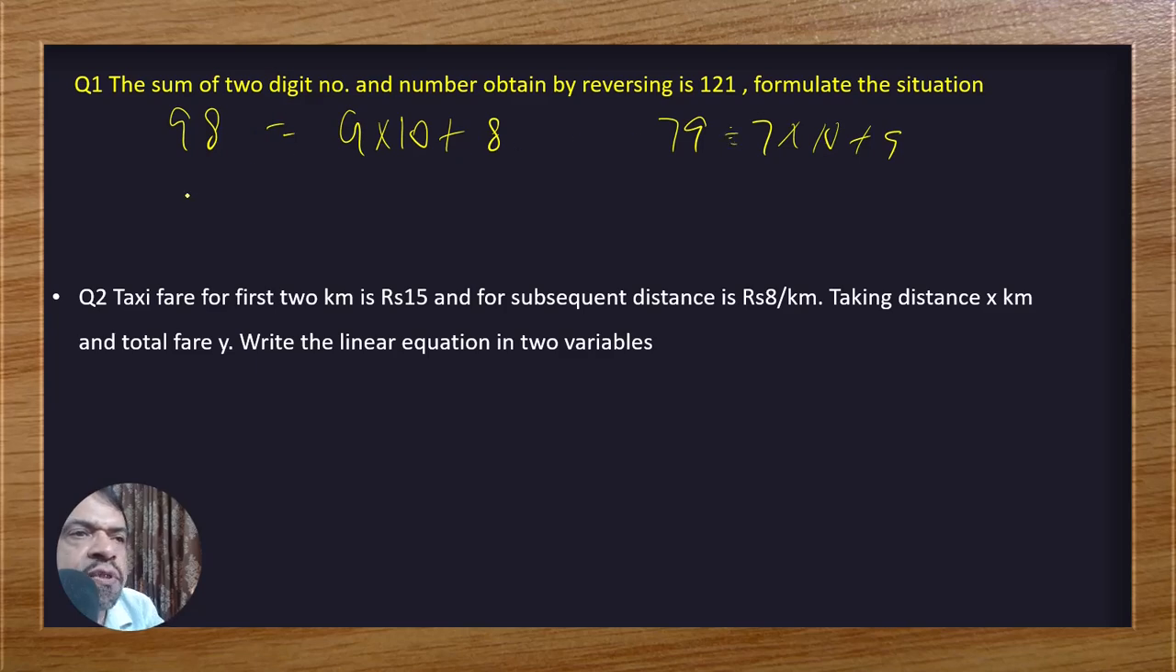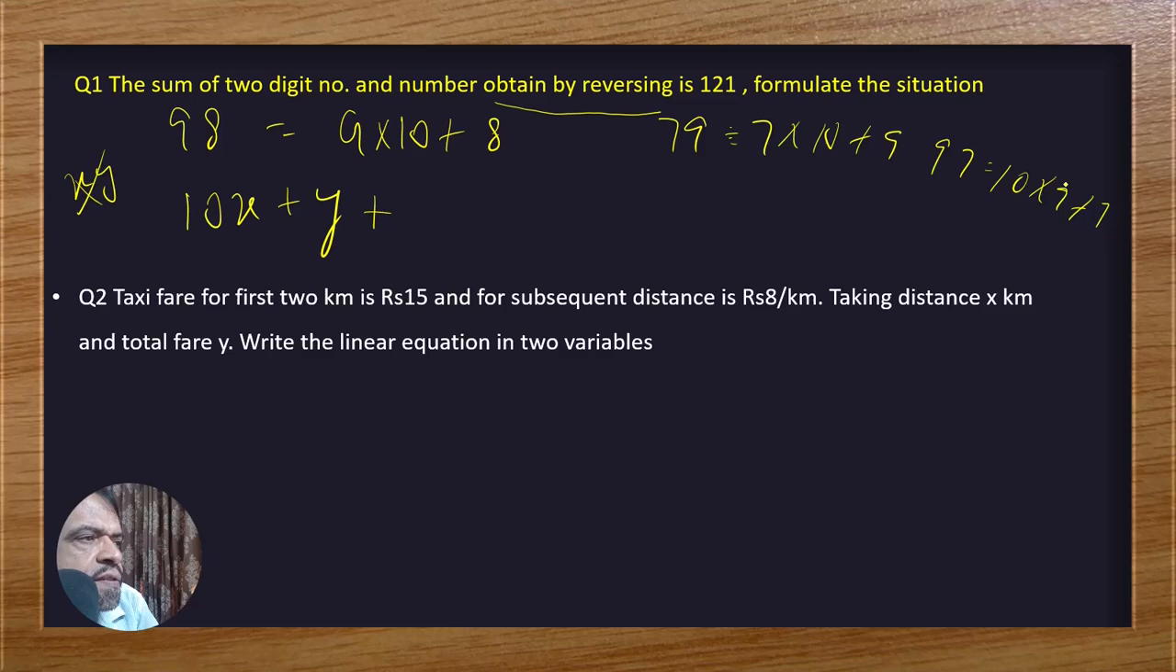So suppose in general there is 10x plus y. You are not supposed to take 'let the two-digit number be xy'. We'll suppose 'let the two-digit number be 10x plus y'. This is a number, and according to the question, there is another number obtained by reversing. Reversing means reversing these digits. Suppose 79, we reverse the digits, so it will be 97. So we can write 10 into 9 plus 7.